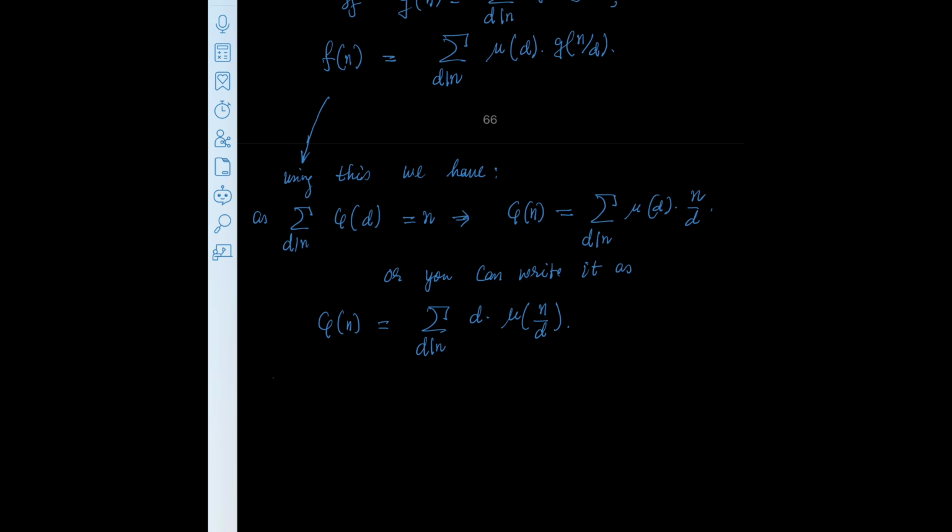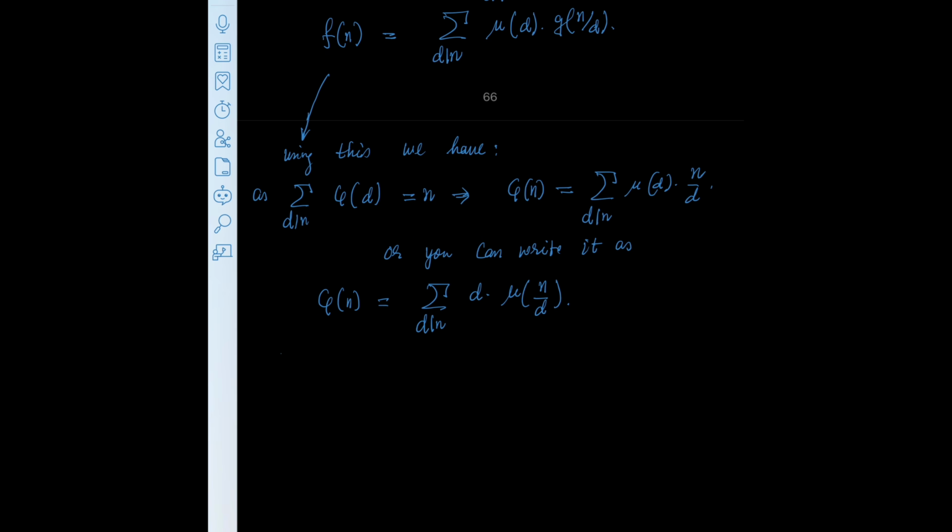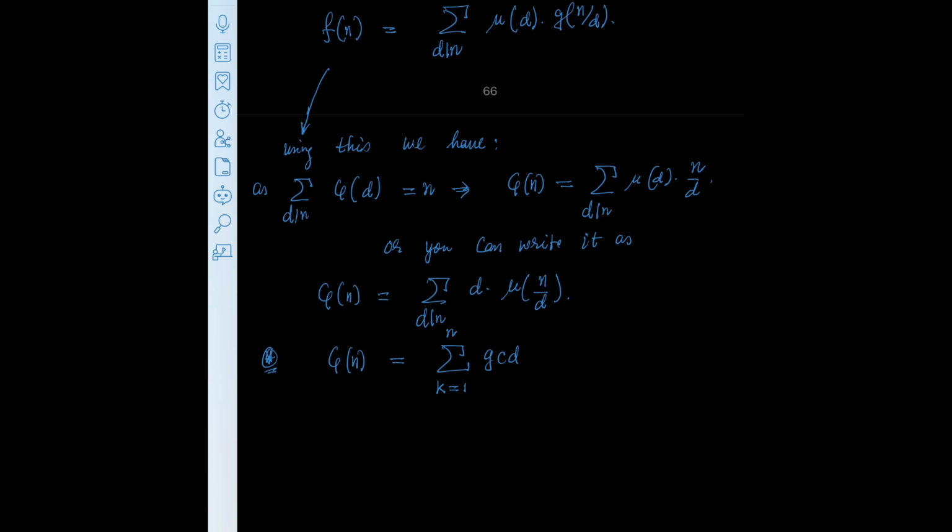So now we will prove an interesting formula for phi n, which is phi n equal to the sum over k from 1 to n of GCD of k comma n times e to the power 2 pi i k by n, and the real part of this is cos 2 pi k by n.